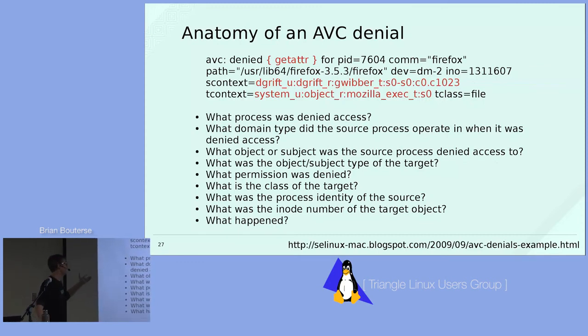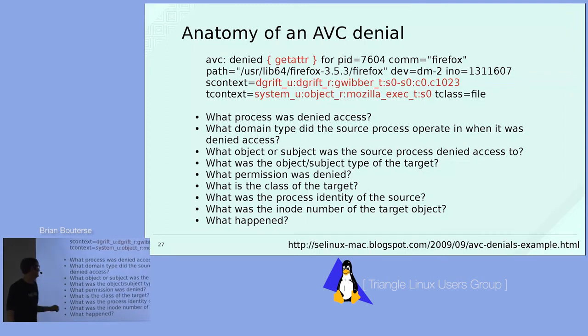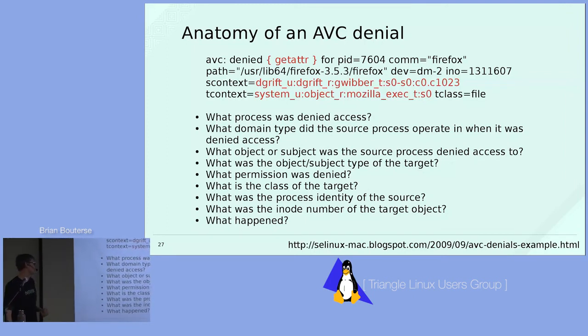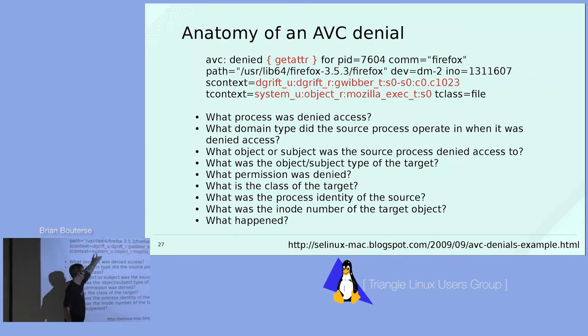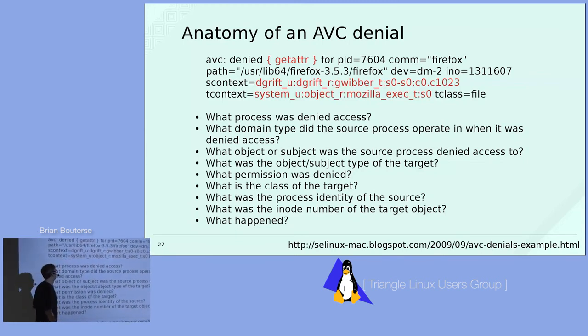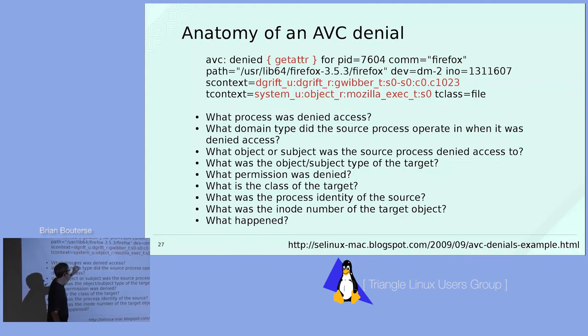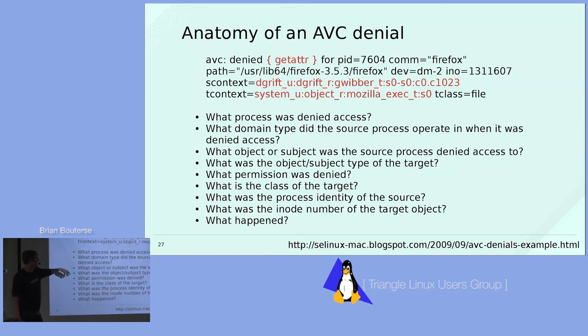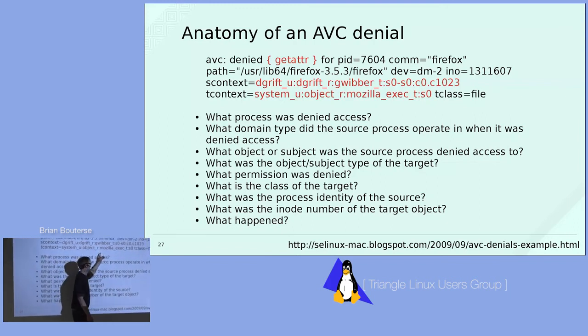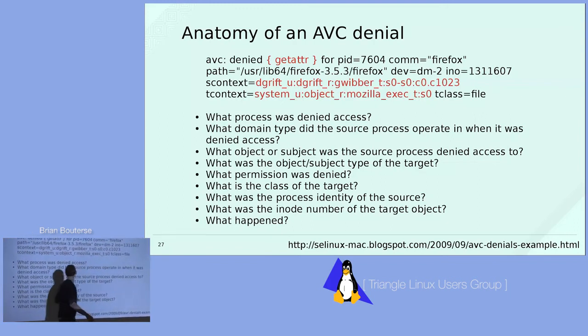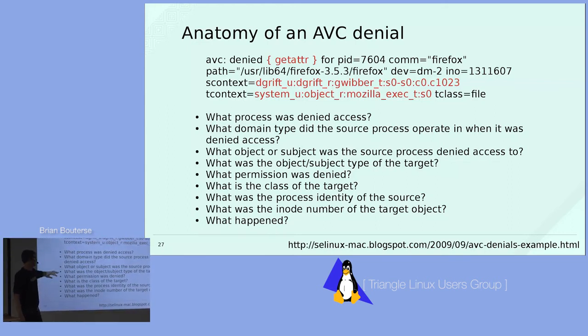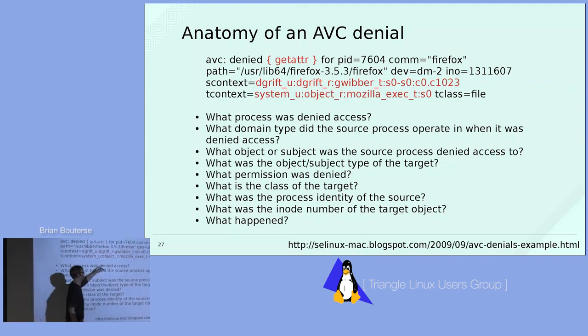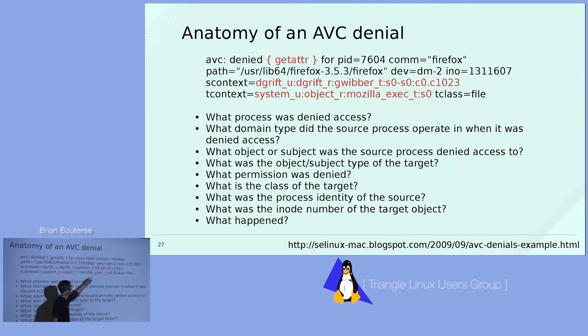Which process was denied access? Well, gwibber_t. What domain type did the source process operate in? Actually, that is literally this gwibber_t domain type, but the process was Firefox. The domain type was gwibber_t. What object was the source process denied access to? It was denied access to a file. And what was the type of the target? It's the type of the file, and it had the label mozilla_exec_t.